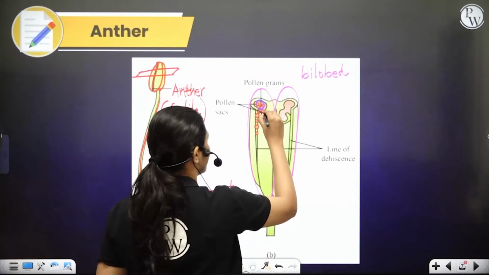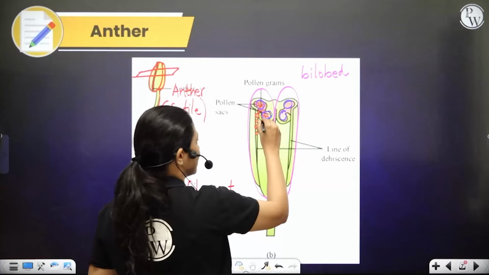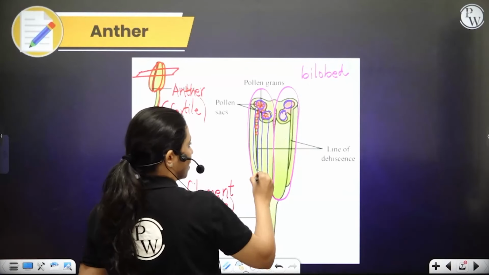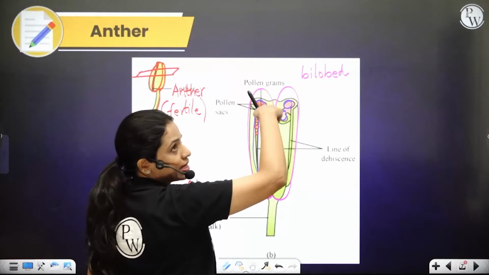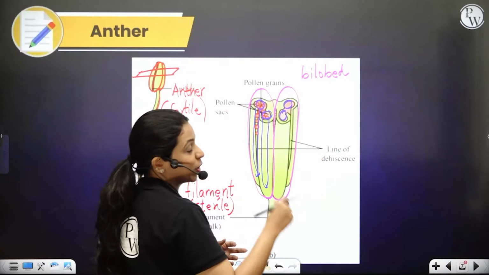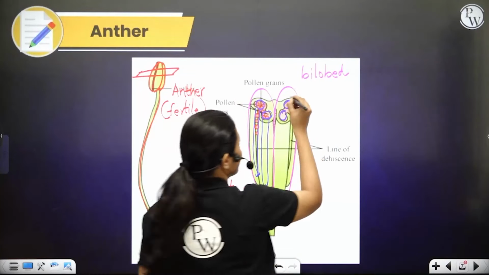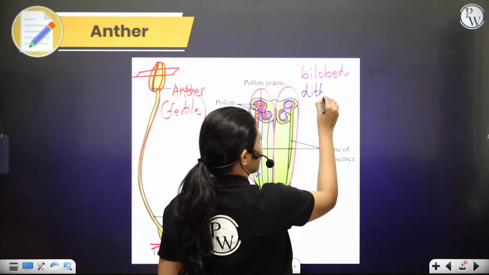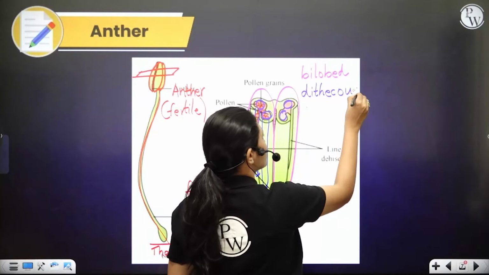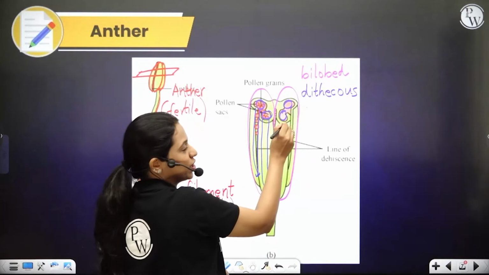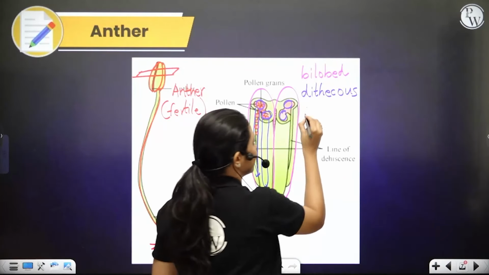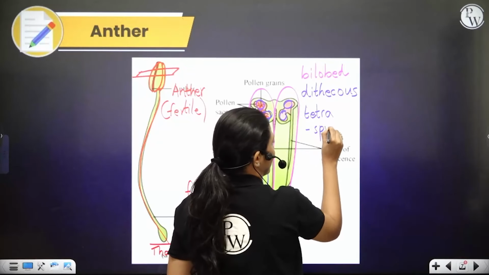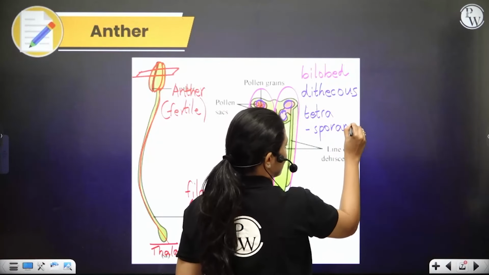Let me highlight it here. You can see 1, 2, 3, 4. So this runs throughout the length of the anther. Each lobe has two such pollen sacs, which we call theca. So we say that a typical angiosperm anther is dithecous. Since it has two lobes, there will be 4 such pollen sacs. So we say that the anther is tetrasporangiate. You must remember these terms.